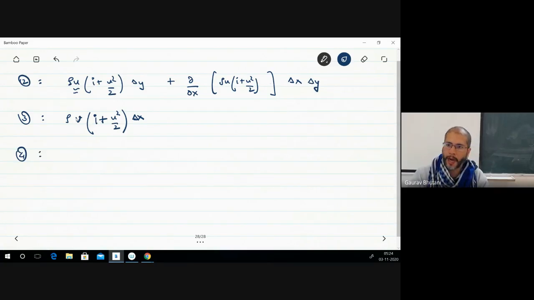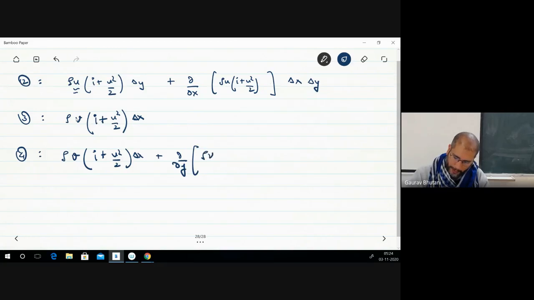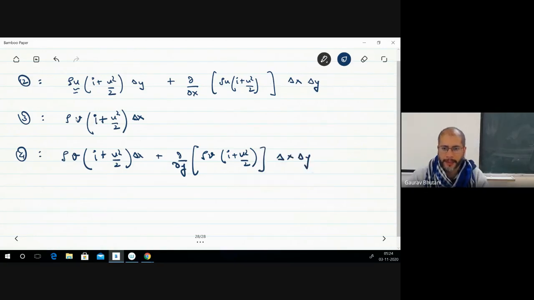Similarly, the energy flowing out from the top boundary now becomes this expression. And then we have a del by del y times delta x delta y.